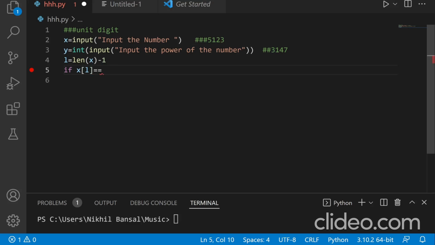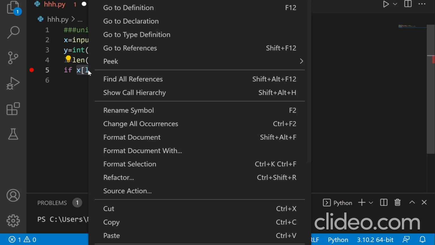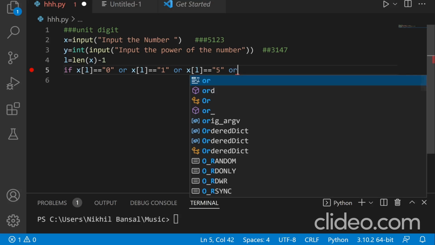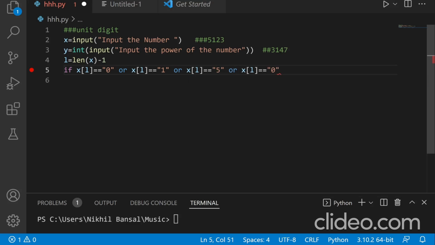If XL is equal to 0, right, or for clarity's sake, I am writing complete: if XL is 0 or XL is 1. I hope you remember, that's what we did in the theory. Or 5 or 7, 6, then the answer is whatever is stored in the Excel string, that's the answer itself. So I just need to print that. So this part of my work is done.